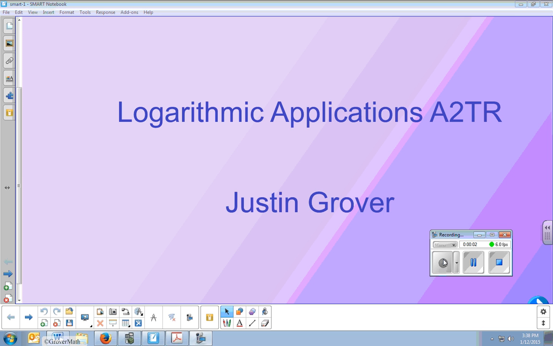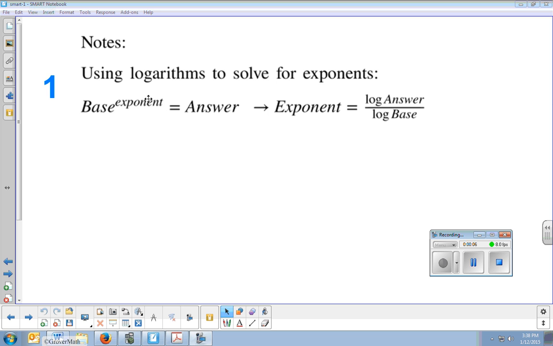Logarithmic applications, Algebra 2 Trigonometry Regents. So using logarithms to solve for exponents, we have a special formula. This formula is sometimes referred to as the change of base formula. So if you ever hear a problem refer to that, they are talking about this.